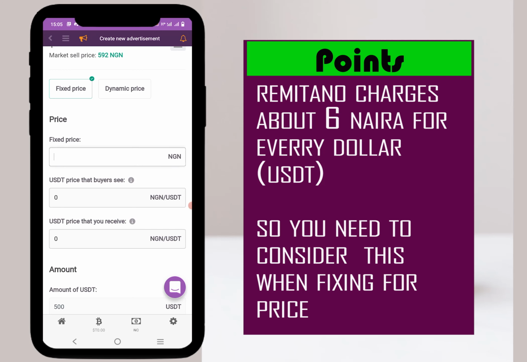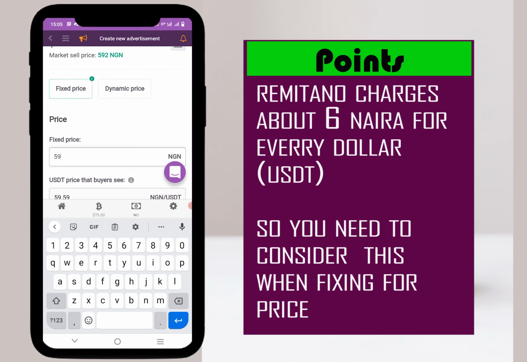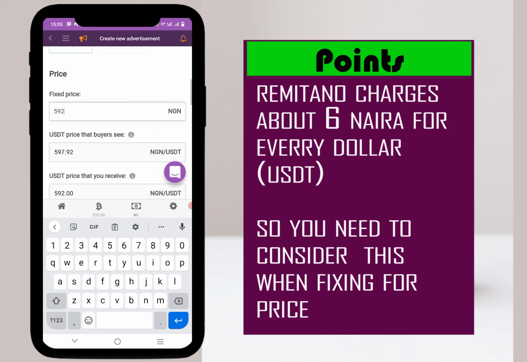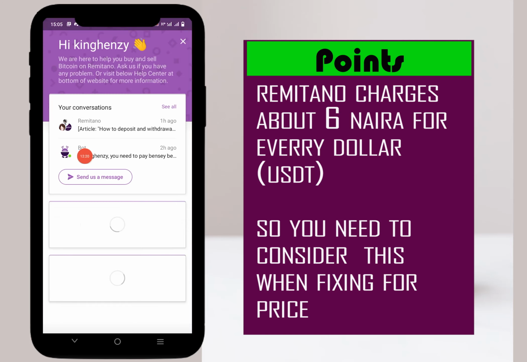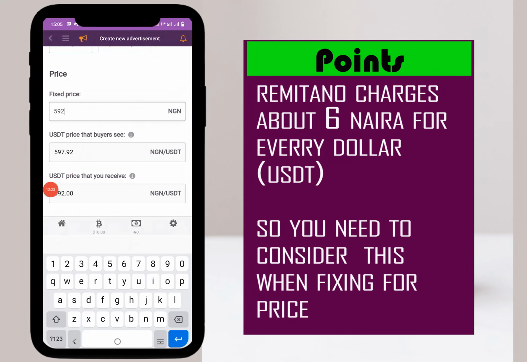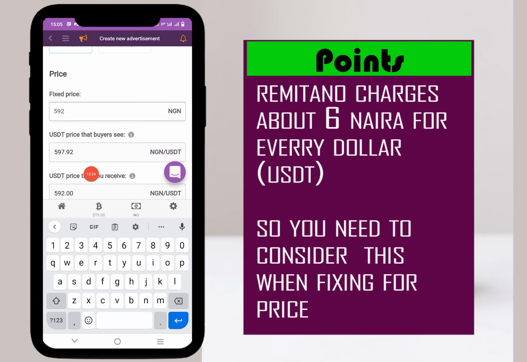So the next thing you need to do is, we had 592. I'll choose 592. Now look at this. In this case, this is what the person is going to see. Now my price is 592, but when I fix 592, Remitano is definitely going to let the person see 597. So if you feel this person is not going to attend to you when you fix that 597, you might need to drop this down.